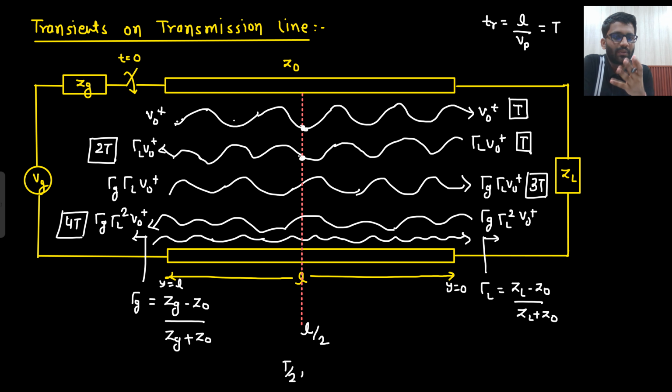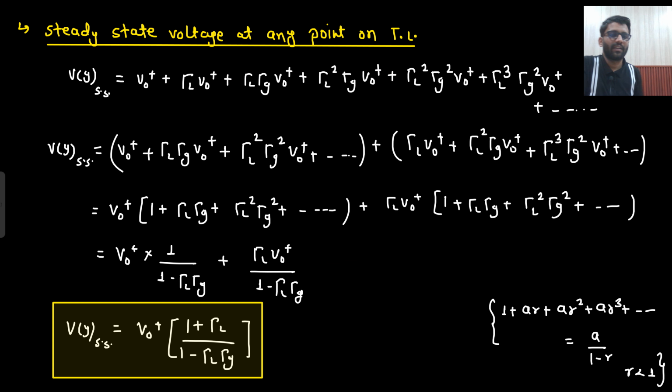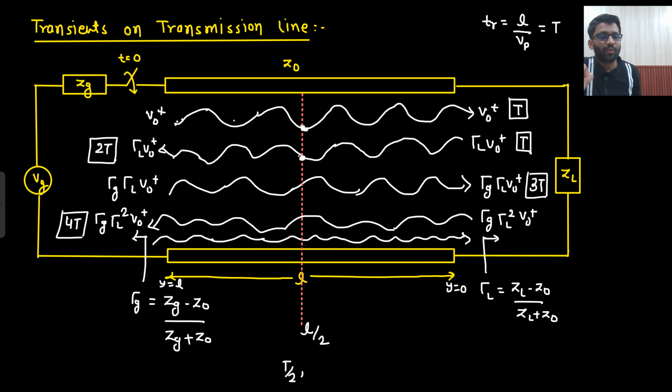So this is not the actual correct answer at steady state, because what this is saying is that at steady state a lot of incident and reflected waves will be there, and all combined we are getting this expression. All waves combined we are getting this expression at steady state: V naught plus into 1 plus gamma L divided by 1 minus gamma L gamma G. So this will be our second attempt. If they are asking me steady state voltage at load or at Vs, the source end, then second we will apply this formula. First we will solve by this method.